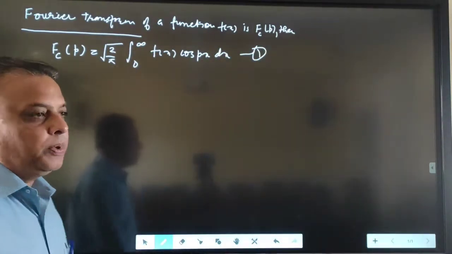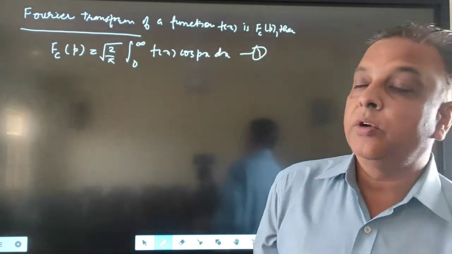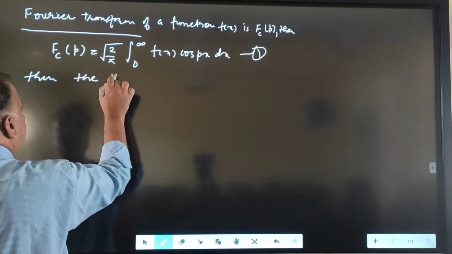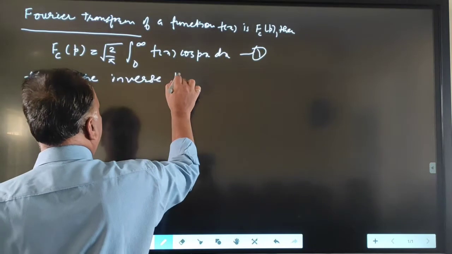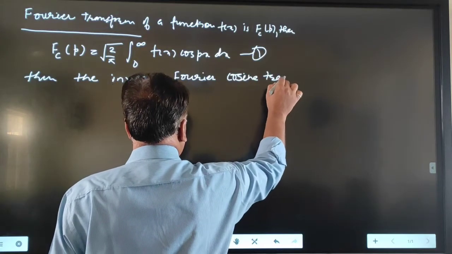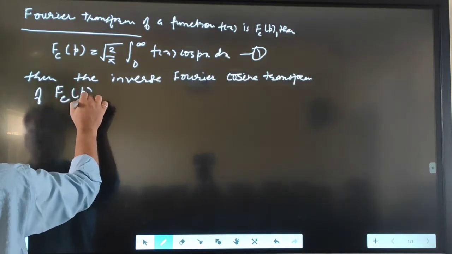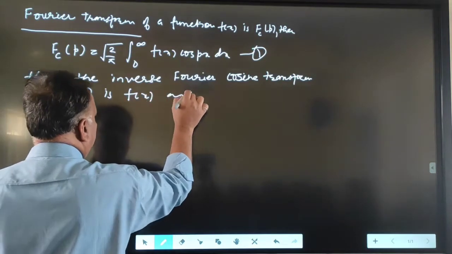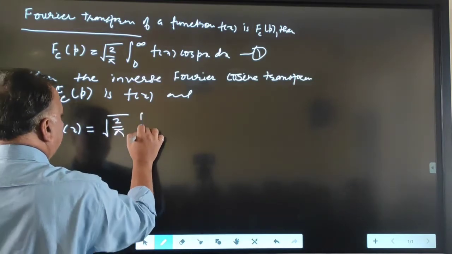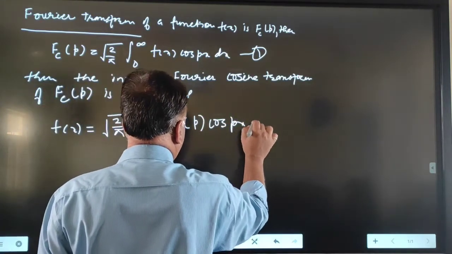Also we know that if F_c(p) is the Fourier cosine transformation of the function f(x), then the inverse Fourier cosine transform of F_c(p) is f(x), and f(x) is defined as root 2 upon pi integral 0 to infinity F_c(p) cos px dp.